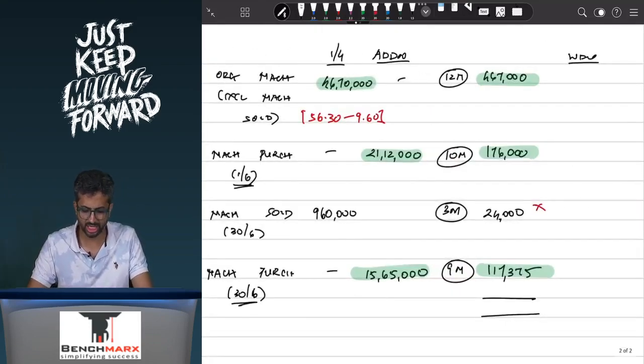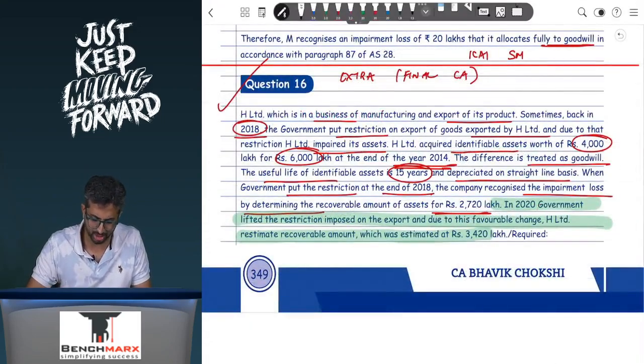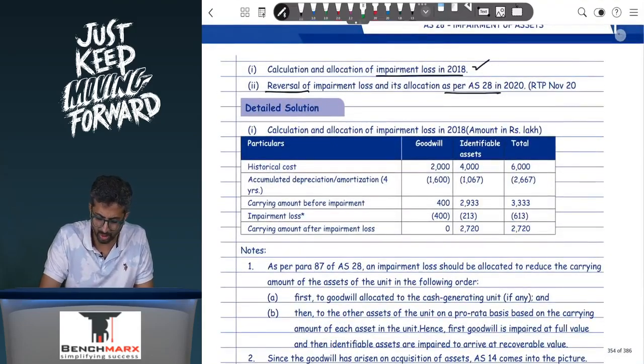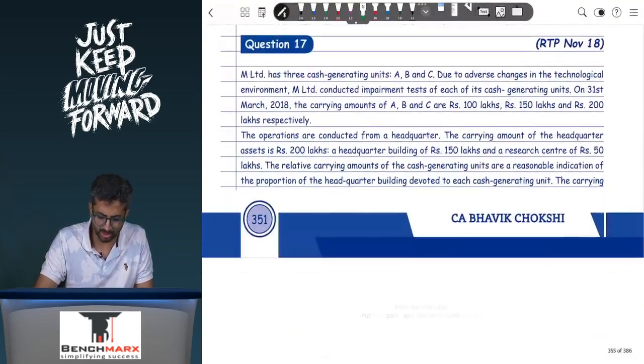Now this is a slightly tricky question, I would say. There is a slightly tricky question over here. This is question number 16. The reversal part, I would say, is a new part where you might need some understanding. Next, you go to question number 17.